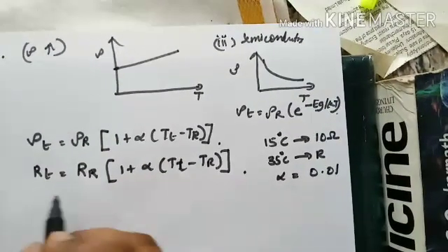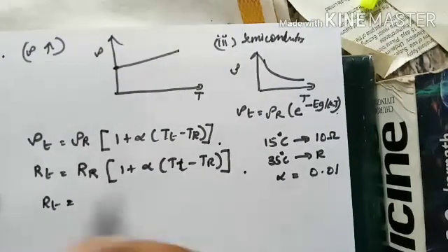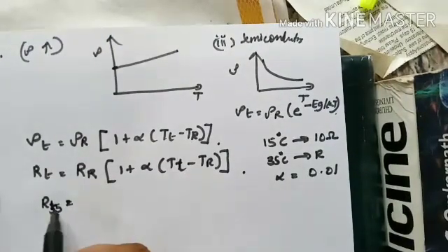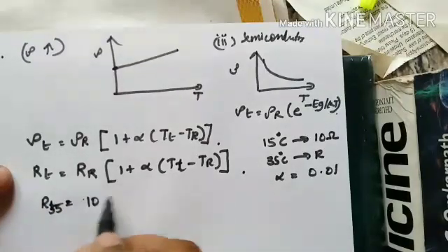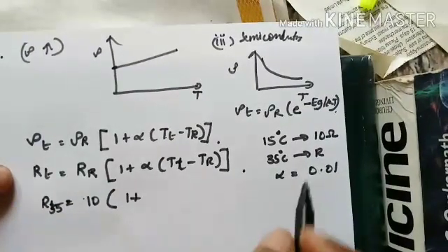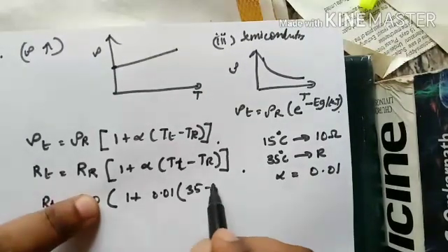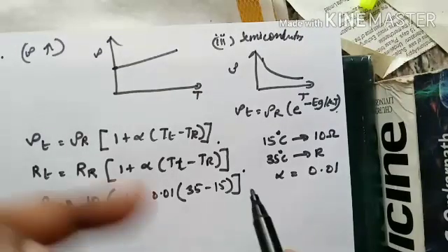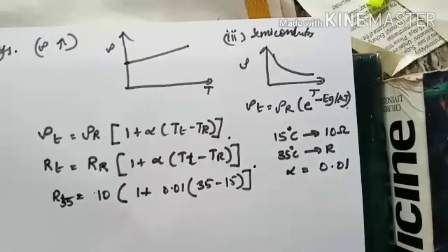So you just have to substitute. R_t is what we need to find, at which temperature? 35 degrees Celsius. R_r, at 15 degrees Celsius, the reference temperature, I am given resistance as 10. 1 plus alpha is 0.01, into temperature difference 35 minus 15. I hope you can do it later on. I hope you understood the scenario. Clear? This much is clear?